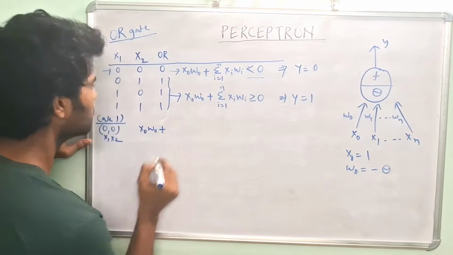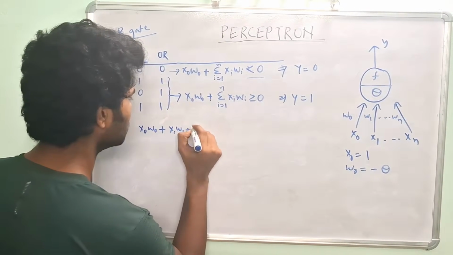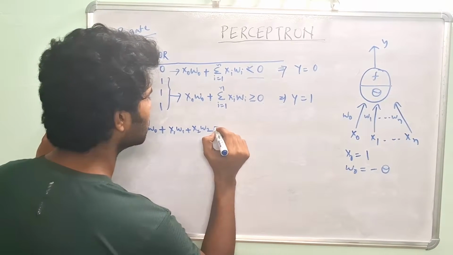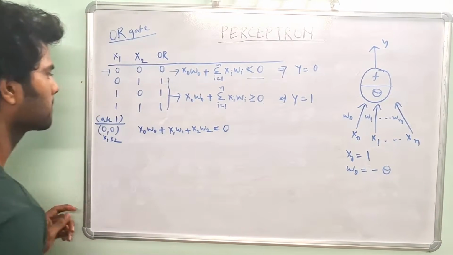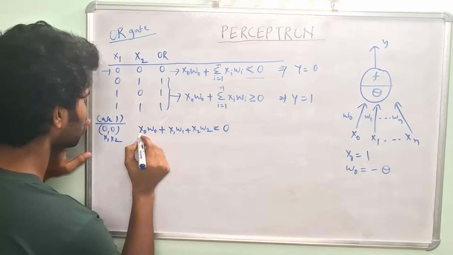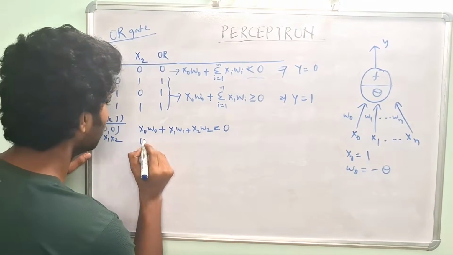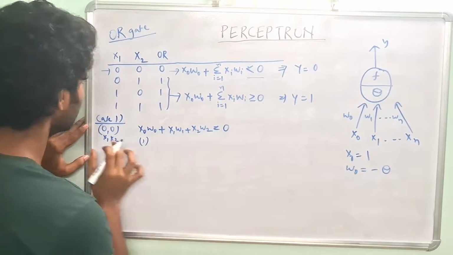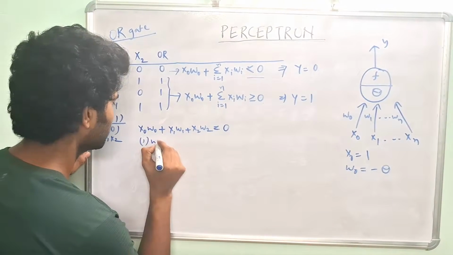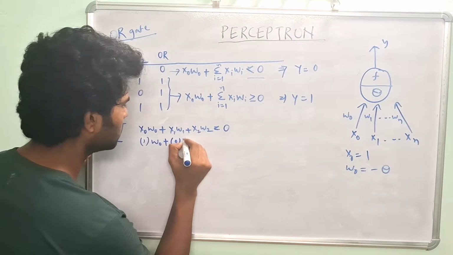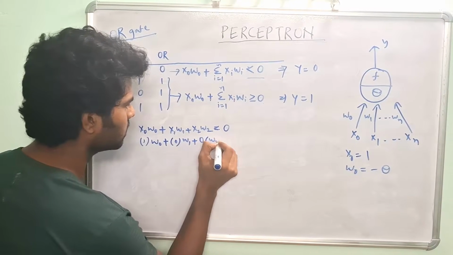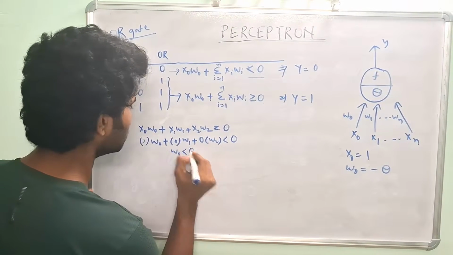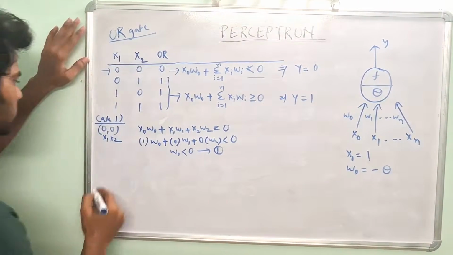x0 w0 + x1 w1 + x2 w2 < 0. So in the place of x0, 1 only; for x1 and x2 you just substitute only the input values: w0 + 0·w1 + 0·w2 < 0, so w0 < 0. This is the first equation.